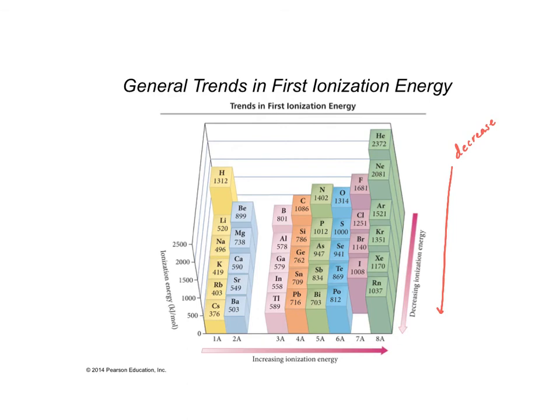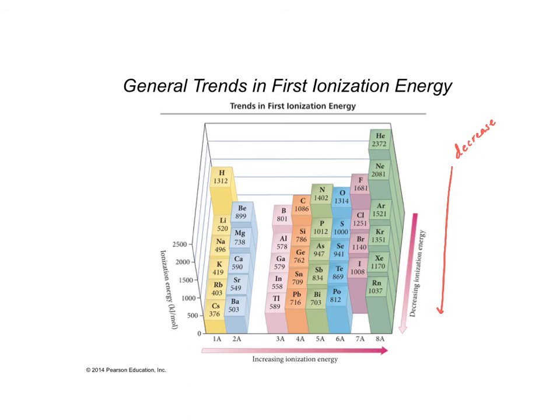So as we get bigger and bigger, which is what happens as we move from top to bottom, those valence electrons, which are the ones that are going to be easiest to remove, easiest to pluck off, get farther and farther away from the nucleus. Because of that, they don't feel the nucleus's pull that much anymore, so it's easier to take those electrons. It requires less energy. So as we move from top to bottom, we see a decrease in ionization energy.